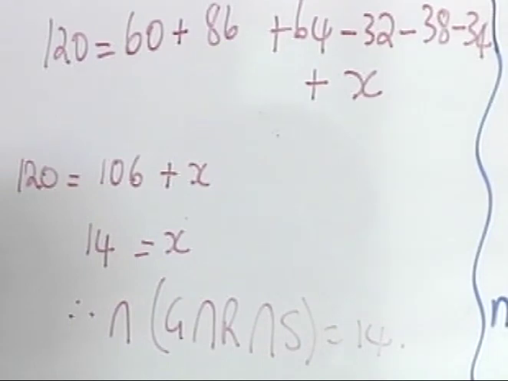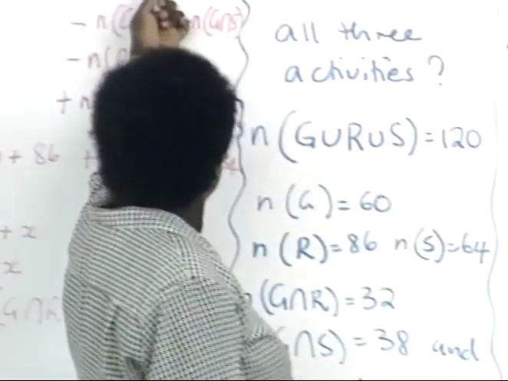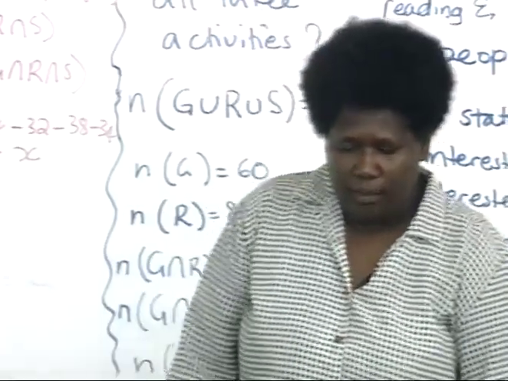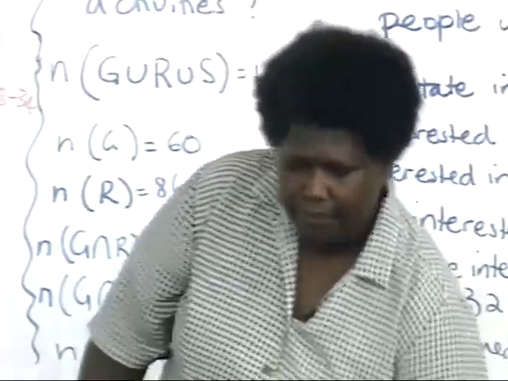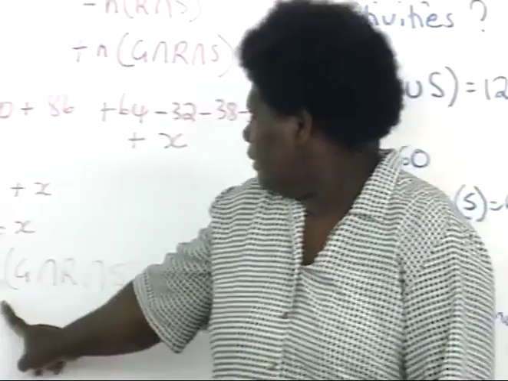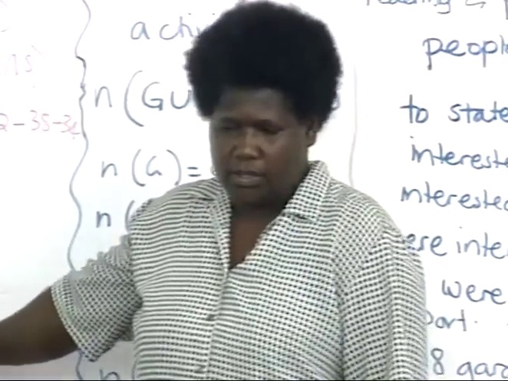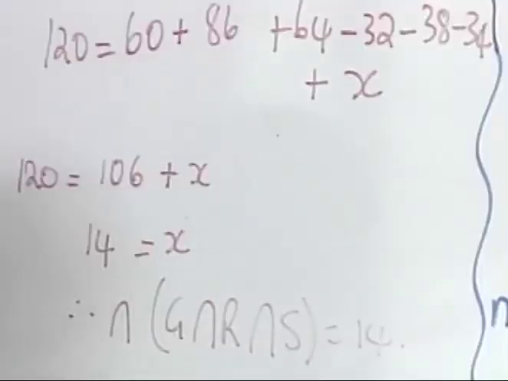You can actually use a Venn diagram to work it out as well. Okay, there are three things here: G, R, and S. You can use a Venn diagram and put the number of elements in each set, and you will work out the number of elements for G intersection R intersection S.